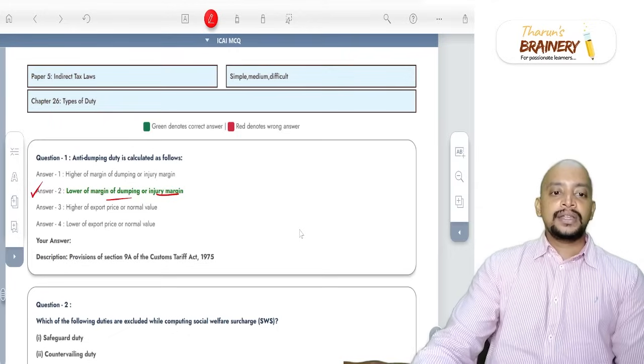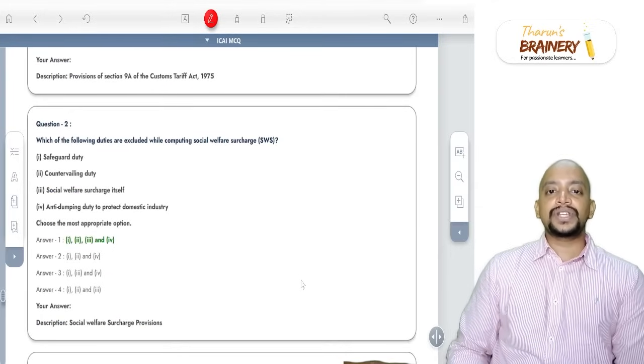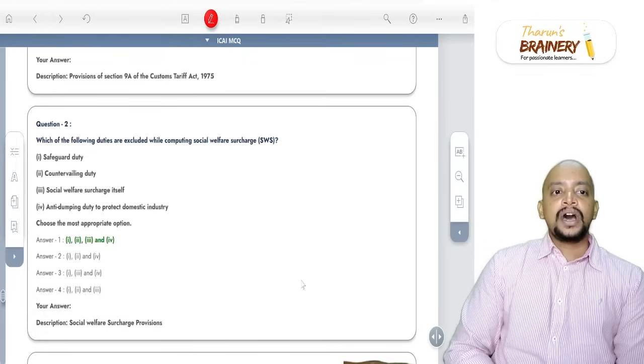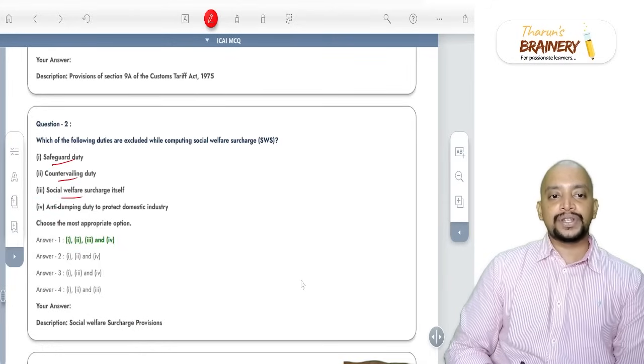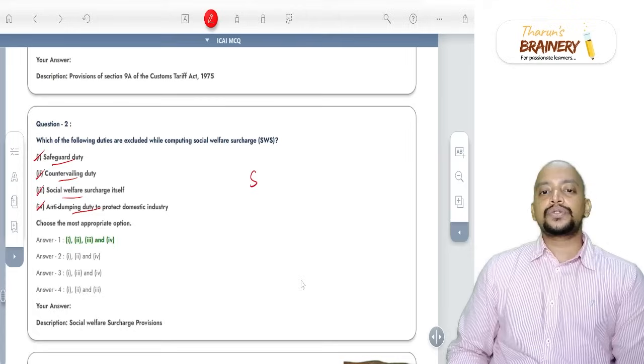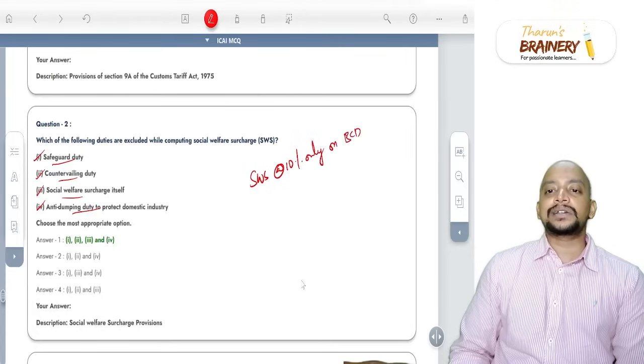Okay. Then which of the following duties are excluded while computing social welfare surcharge? Social welfare surcharge is only on basic customs duty. On safeguard duty, countervailing duty, social welfare surcharge itself, and anti-dumping duty, there won't be social welfare surcharge. Everything should be excluded, because social welfare surcharge at 10% is only on basic customs duty.